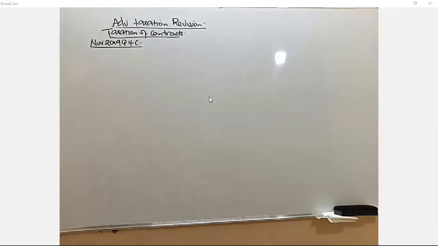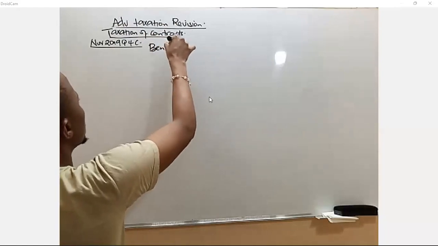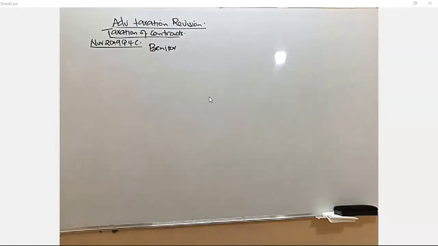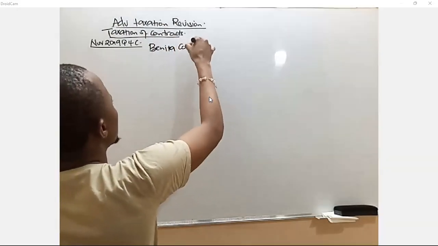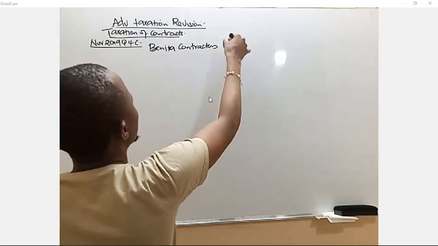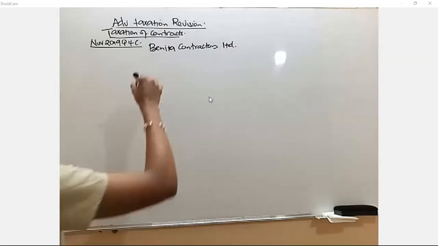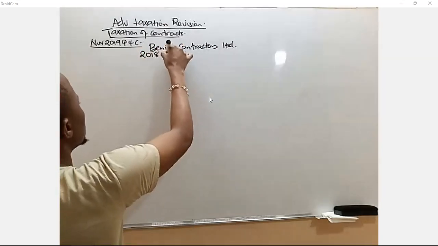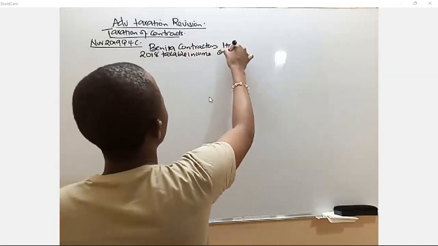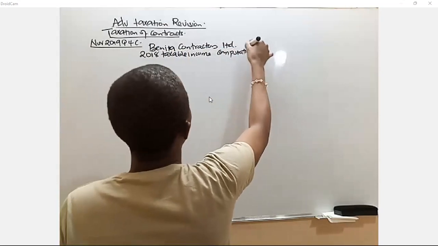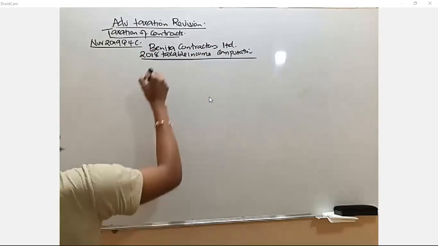So we are looking at Benita Contractors Limited. We are doing the question for 2018. So we say 2018 taxable income computation, like that. So we are doing it for the hospital.